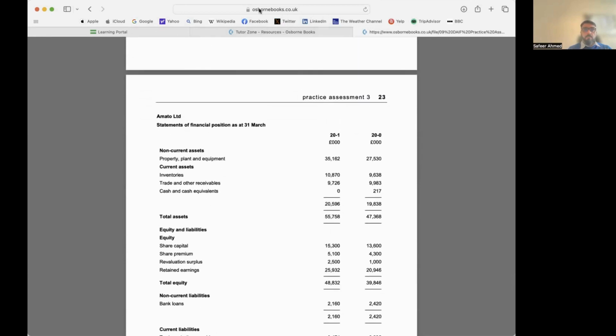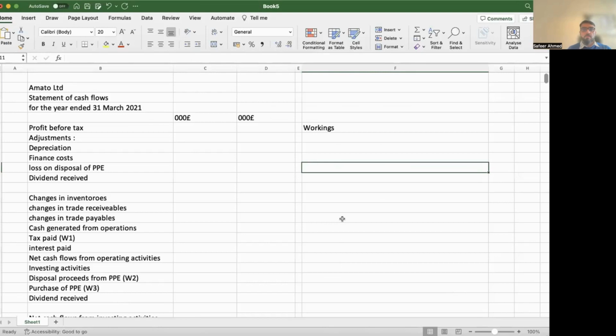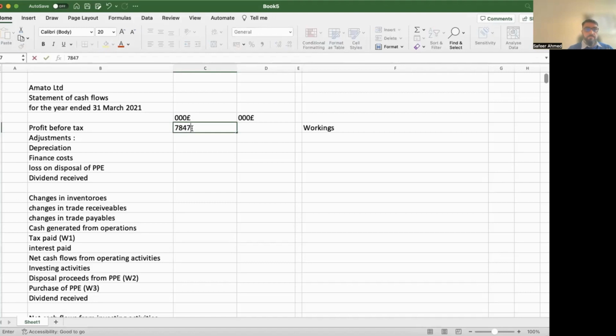Okay, so let me take you to my simple Excel sheet where I will be showing you how to prepare this statement of cash flows in this situation. First of all, you always start with the profit before tax. Now, profit before tax, remember, you will be looking at the statement of profit or loss. In the first picture you have taken, you can see the profit before tax is 7847.